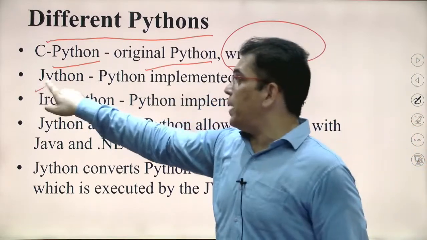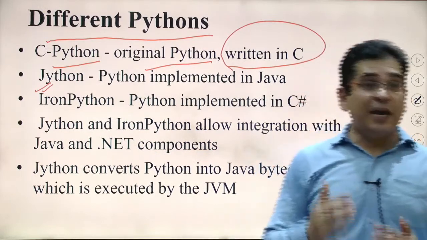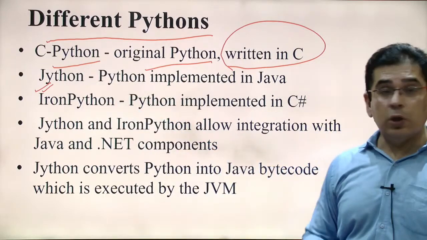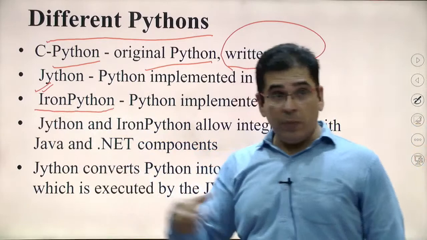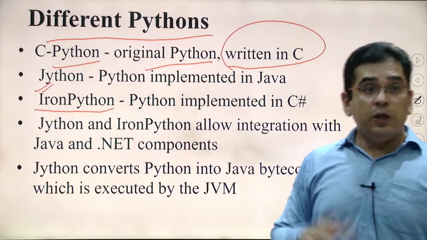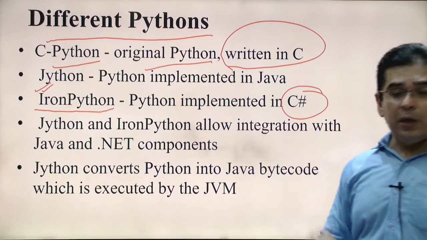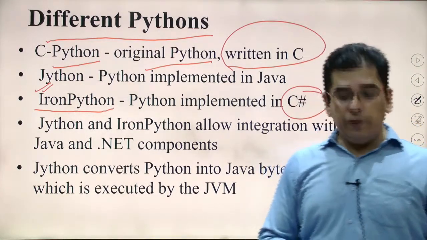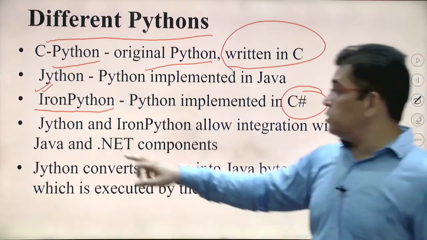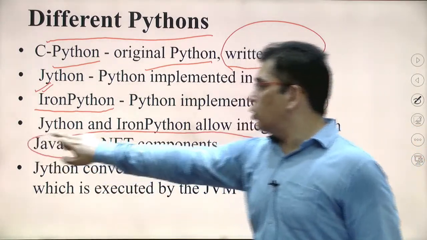Then second is Jython. J means Java. Python implemented in the Java programming language is another kind of Python called Jython. Third one is IronPython. Maybe you have not heard of this version of Python. If Python is implemented in the C# programming language, where the hash symbol is generally used for sharp, then this is called IronPython. Then Jython and IronPython allow integration with Java and .NET components.